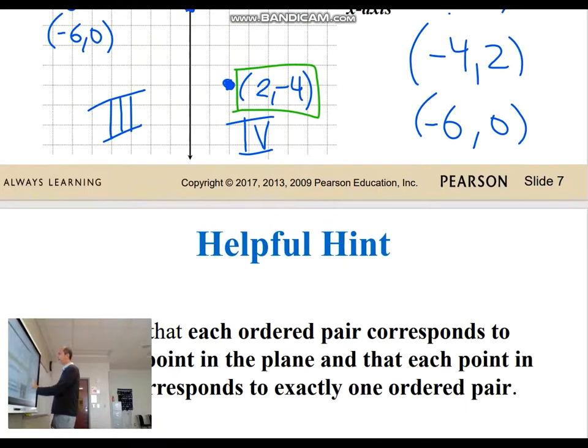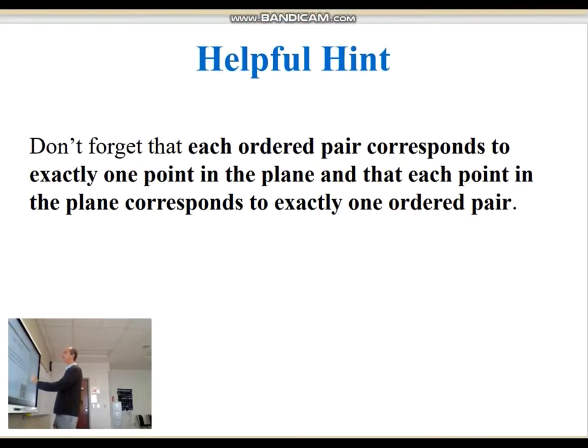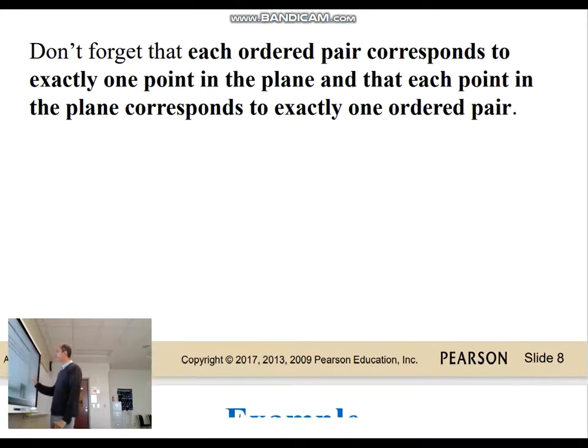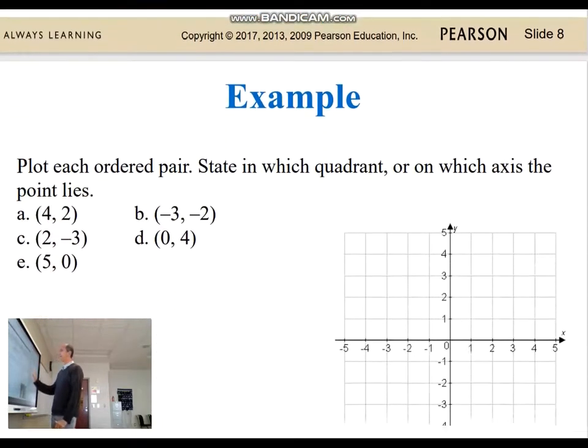And helpful hint, don't forget that each ordered pair corresponds to exactly one point in the plane, and that each point in the plane corresponds to exactly one ordered pair. We're not going to have the same ordered pair connected or linked to 2 different points. No, this is not happening.